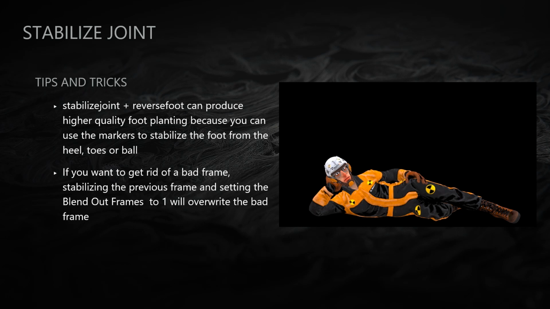As a takeaway, using the stabilized joint to plant the feet or any other joint really can be really powerful, especially after a retargeting that can lead to some sliding. But also using the stabilized joint in combination with the reverse foot gives us access to a much more powerful foot plant, because all of a sudden we now have access to all the markers generated by the reverse foot, and we can plant each marker separately.